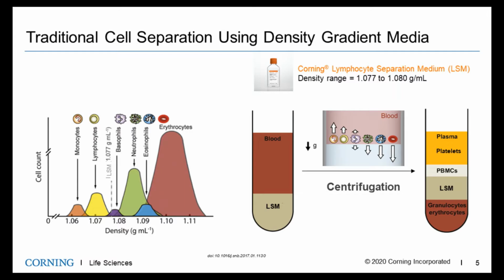A traditional method of increasing the precision of this separation, for example, in applications that need to specifically isolate mononuclear cells, is that a density gradient media, such as Corning's lymphocyte separation media, or the more common household brand name, the Ficoll reagent, is added to a tube, and then the blood is carefully layered on top. The density of this media is chosen to sit between the densities of the cells of interest, so that after centrifugation, some cells will move below the media and others will be trapped above it.